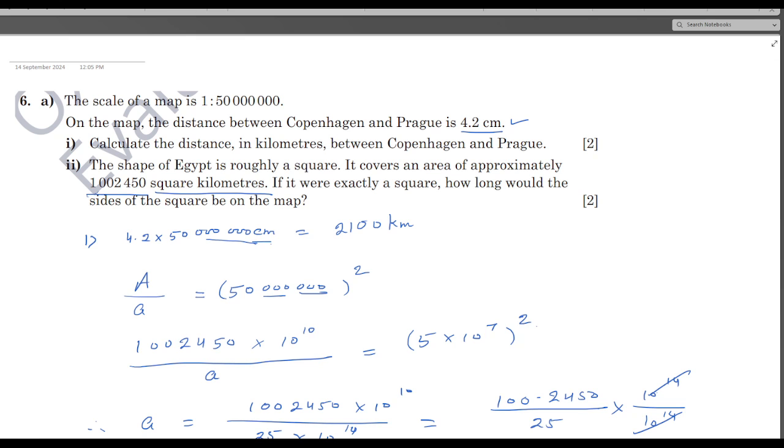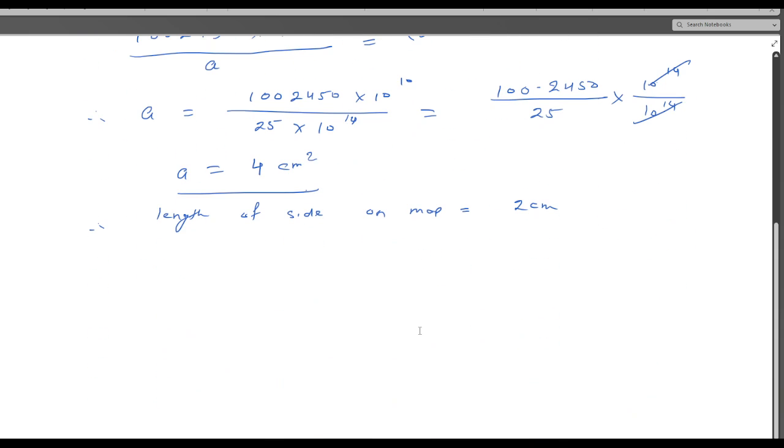So I think a good question. So it is 2 centimeter. In 3 significant figures, I will say that 2.00 centimeter.